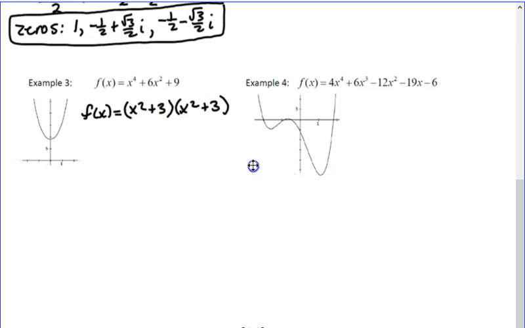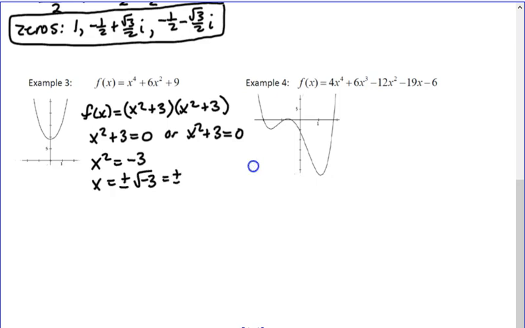So to solve this, I have x squared plus 3 equals 0, or x squared plus 3 equals 0, which will clearly give me the same thing. X squared equals negative 3. I was jumping ahead of myself there. So x equals plus or minus the square root of negative 3, which is plus or minus the square root of 3 times i. That happens twice. So basically I have 2 double imaginary zeros.